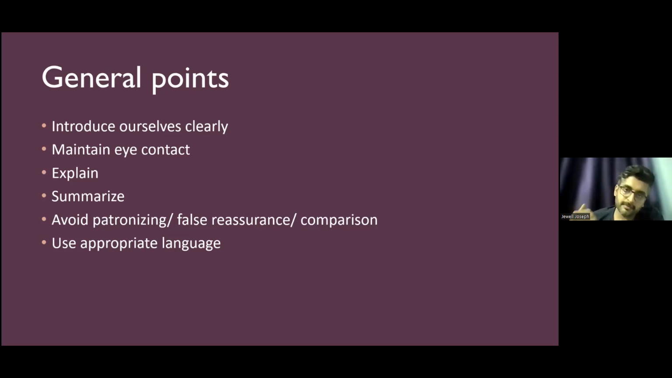If the patient is not clear about our questions or the information that we are giving, it is always important to explain, and avoid medical jargon. Summarize, because when we are providing a large chunk of information, patients may find it difficult to follow, especially when they are not from a medical background or from a lower educational status. So in between, we can stop and summarize so that the patient can exactly understand what we are trying to convey. As we mentioned earlier, don't assume, and avoid patronizing, false reassurance, or comparison. These things are very important.